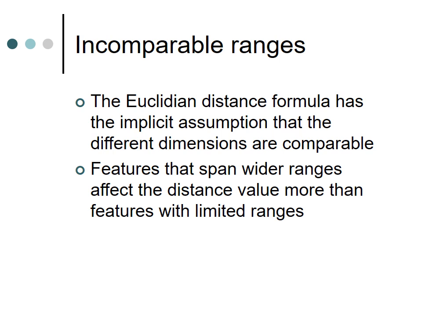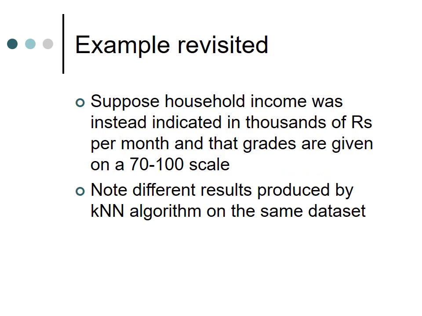The Euclidean distance formula has an assumption that the different dimensions are comparable. Features that span a wider range affect the distance values more than features with limited ranges. So it is important to first scale the data and then apply this algorithm. Let's take our previous example. Suppose the household income was in thousands of rupees and the grades were given in the range of 70 to 200. So there is a difference between the scales of the two features.